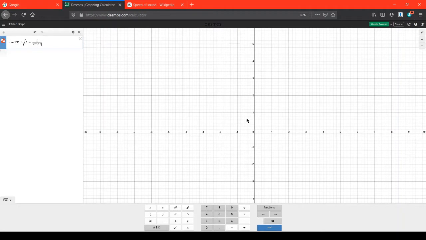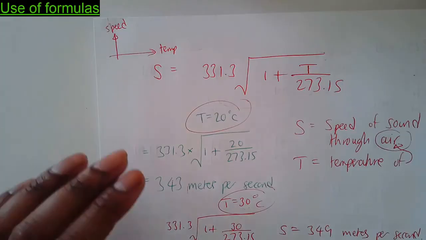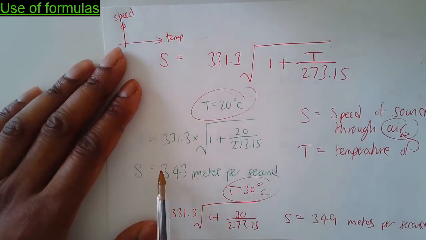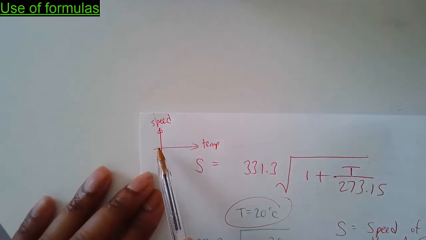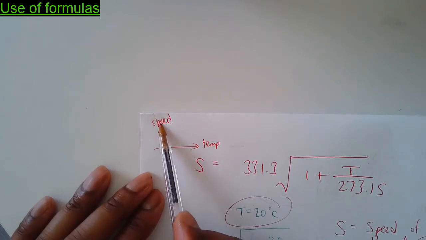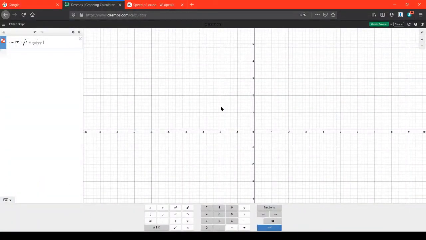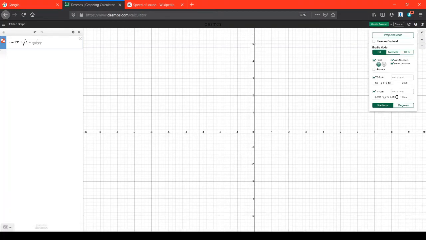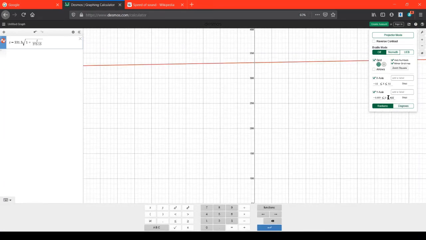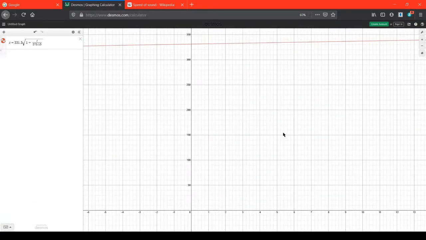You can see there's nothing appearing on the screen, but if I just show you the values that I had when it was 20 degrees Celsius, speed was 343. You can see 343 is quite high up along the y-axis, but here on my y-axis it only goes up to 5. I'm going to modify that slightly. I'll make that go up to 400. Now you can see the graph.